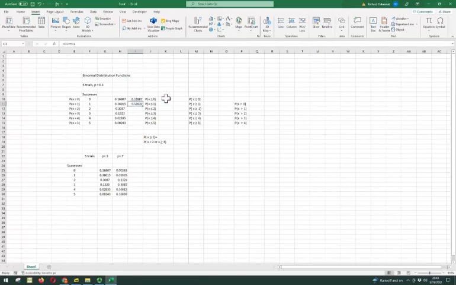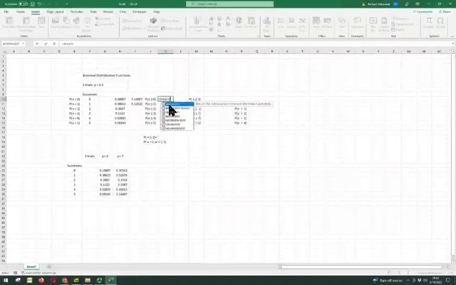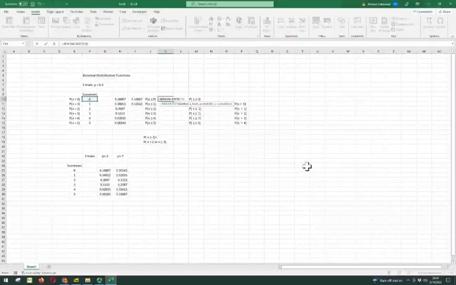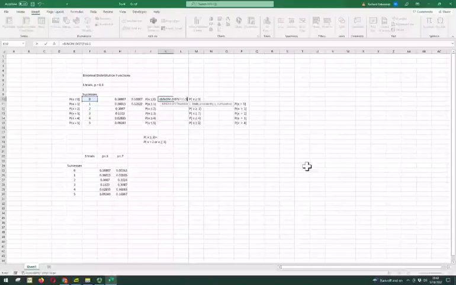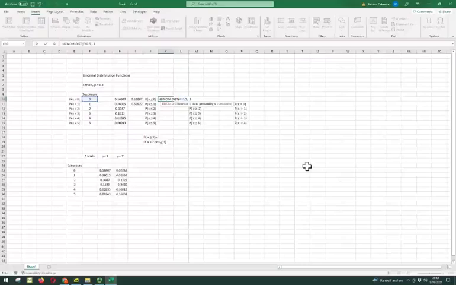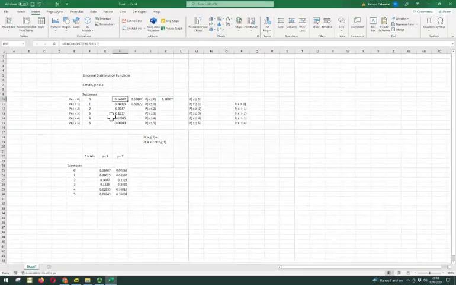I can also do this using the cumulative version of the command. This is equals BINOM.DIST, where the number of successes is 0, 0 or less, there's only 0. There are 5 trials. Probability of success is 0.3, and this is cumulative. So I get 0.16807, which is the same as the probability of exactly 0.